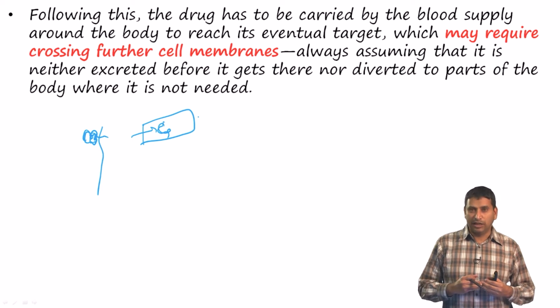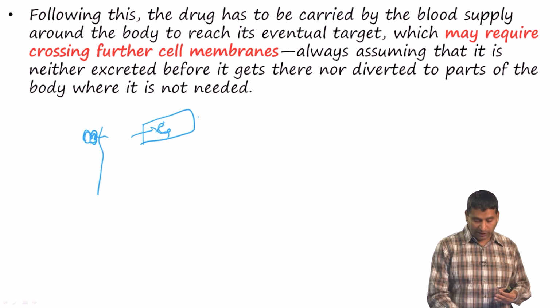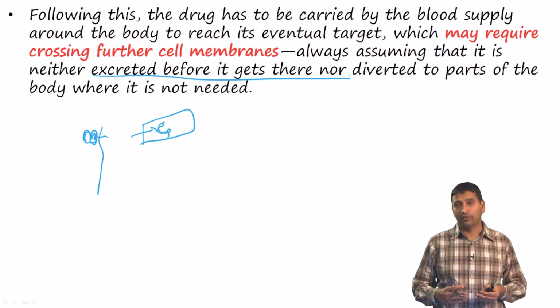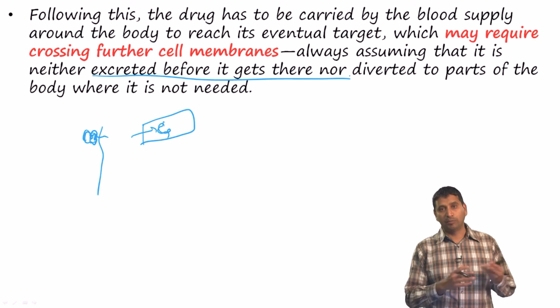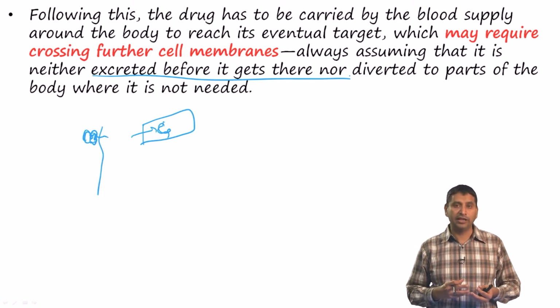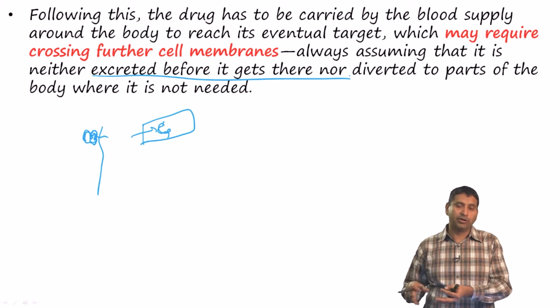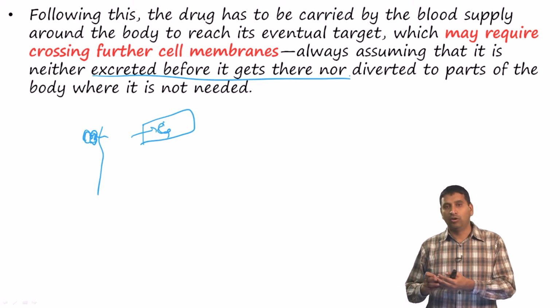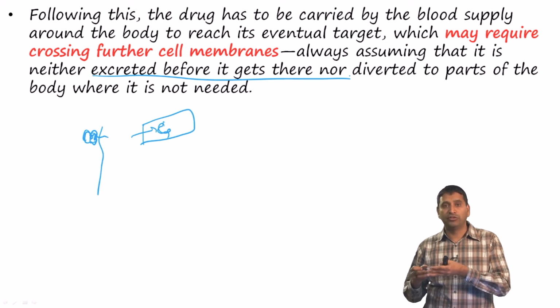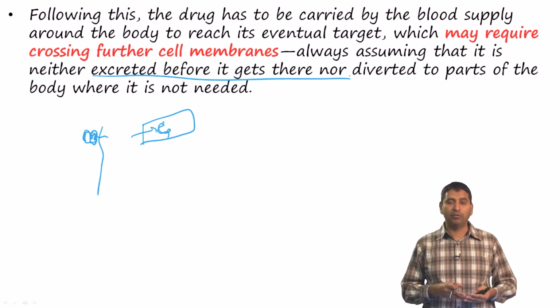Now, in this entire process, we assume that it is not excreted before it gets there. We also have to assume that it is not diverted to other parts of the body where it is not needed. Let us say we have an infection in the kidney, but the drug gets diverted to the small intestine, or it stays in the liver and so on. That becomes a problem because it is not able to act at the area where it is supposed to act.